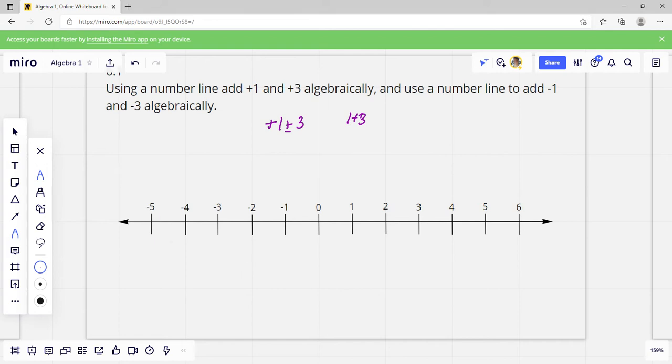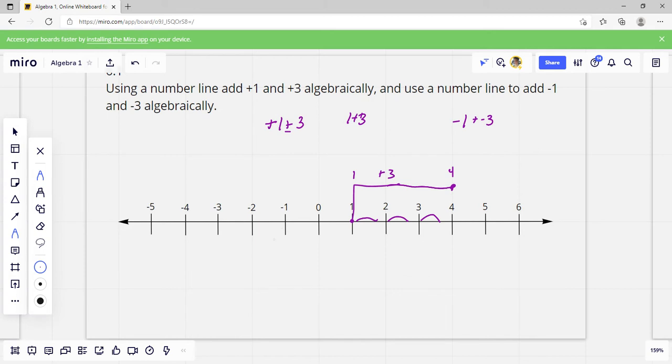All right, this one, we're going to start at positive 1, and we're going to add 3, so that means we go this way 3. 1, 2, 3, and we end up here at 4. That'll be 1 plus 3 more. We went 1, 2, 3, makes 4. Easy peasy. All right, now we've got negative 1 plus negative 3.